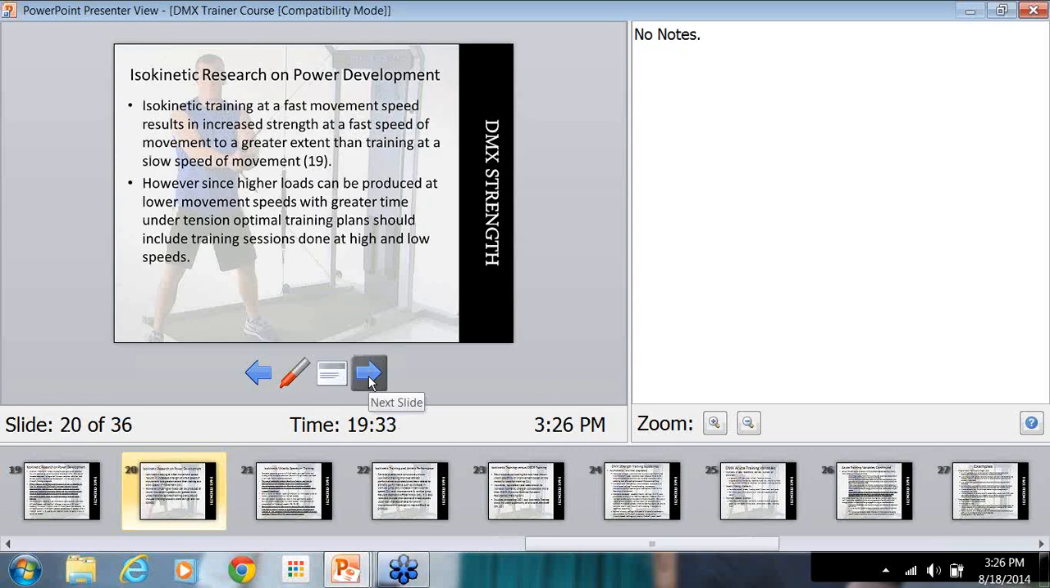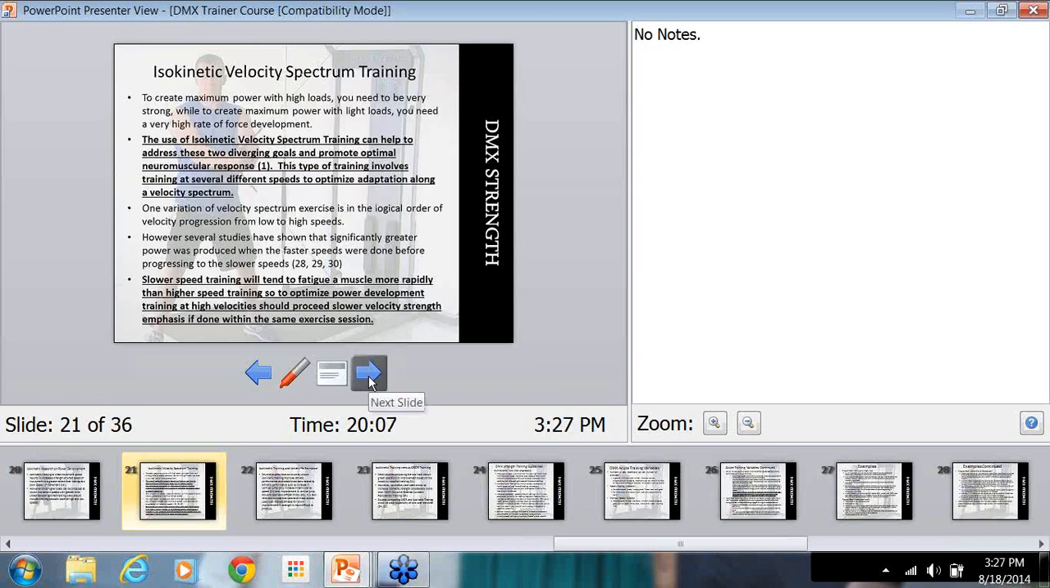Isokinetic training at a fast movement speed, as we've said several times, results in increased strength at a fast speed of movement to a greater extent than training at a slow speed of movement. However, because in many athletic endeavors we want to be able to produce high loads as well, we're probably going to want to spend time at slow movement speeds where we can produce the highest levels of force and optimize our time under tension along with the high-speed workouts, or mix them within one workout.